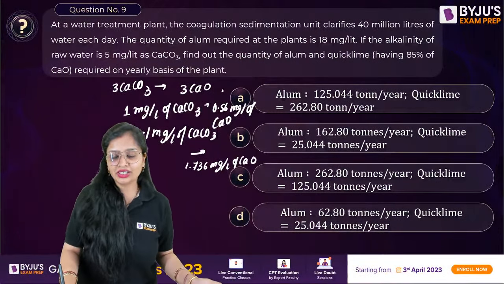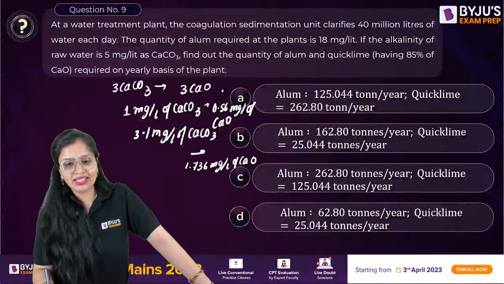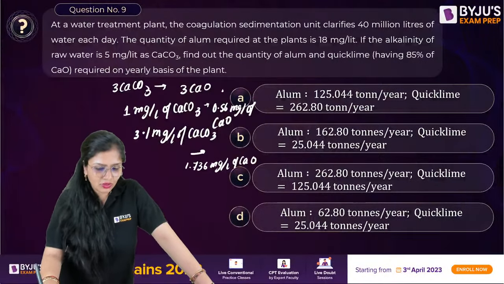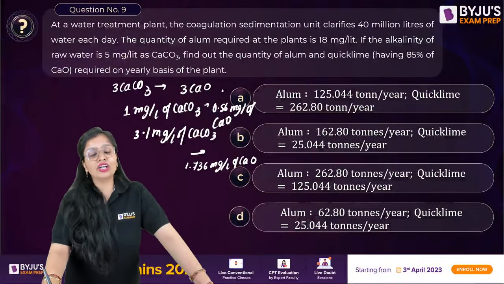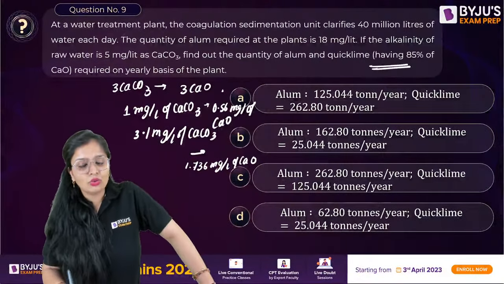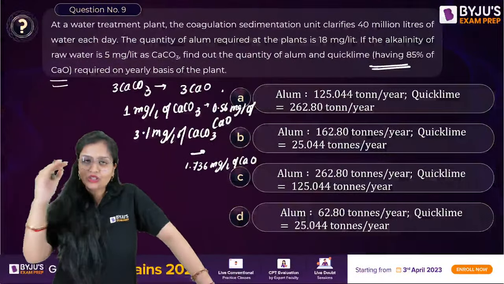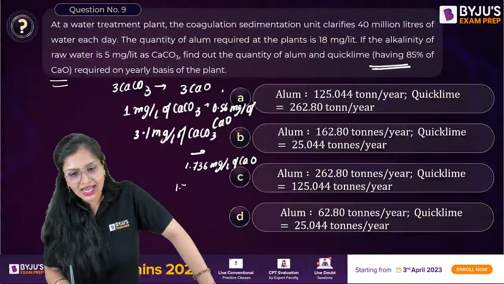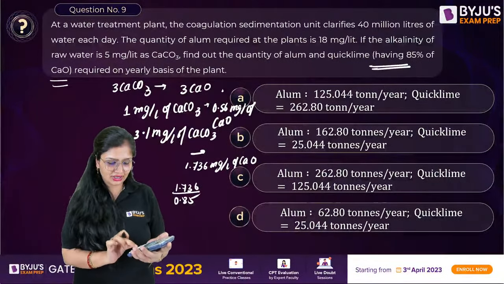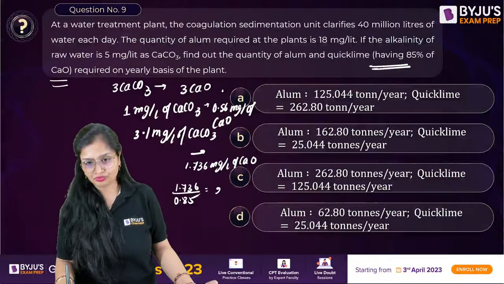But in the question, it does not want it for a liter, it wants it for the whole quantity, 40 million liters. So for 40 million liters, how much quicklime is required? But before that, this would have been the answer if the quicklime were 100% pure. In the question, the quicklime is only 85% pure. That means you have to add more quicklime, so you divide by 0.85. So 1.736 divided by 0.85 is 2.042.